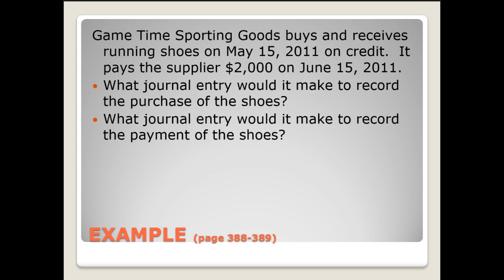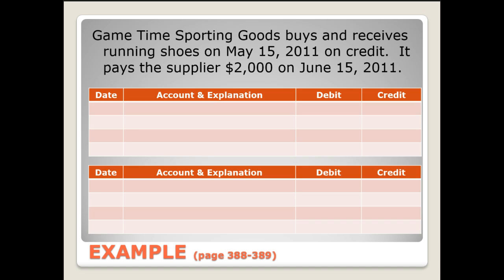On pages 388 and 389, your book goes through an example. It focuses on Game Time Sporting Goods that buys and receives running shoes on May 15, 2011 on credit. On June 15, 2011, it paid the supplier $2,000 for those shoes. So let's look at the entries we would actually make.